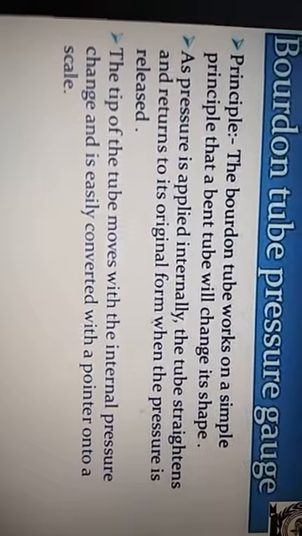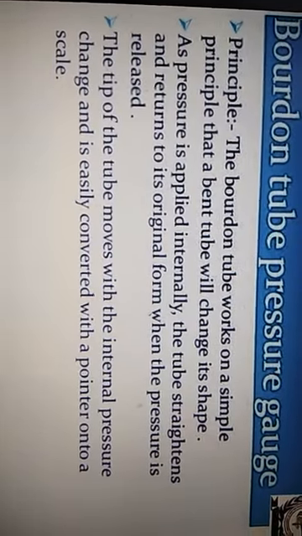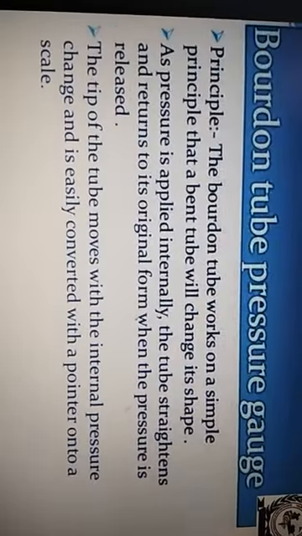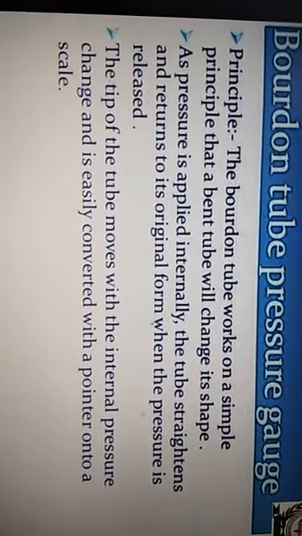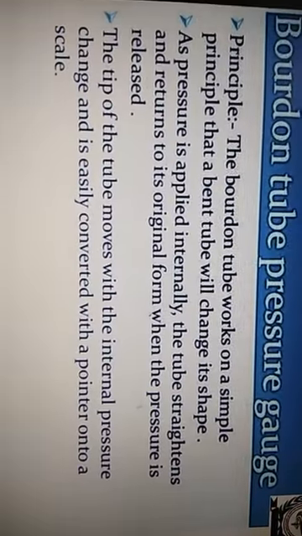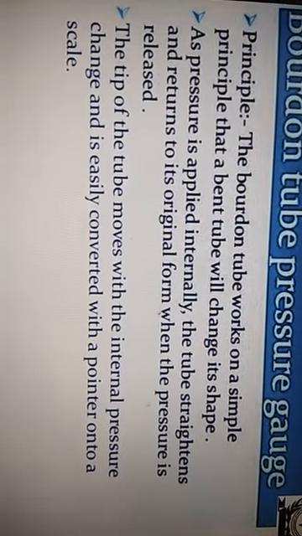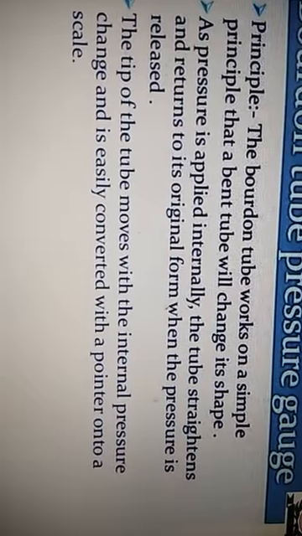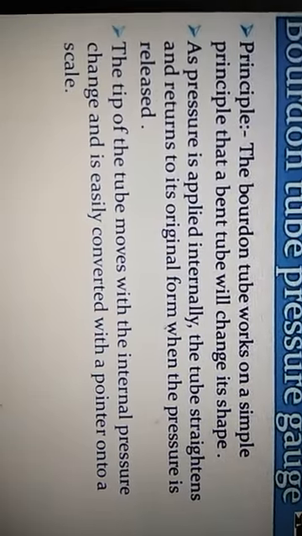Once the pressure is applied, the tube strengthens. After the measurement and the pressure release, it comes back to its original position. The tip of the tube moves with the internal pressure change, and this is easily converted with a pointer onto a scale.